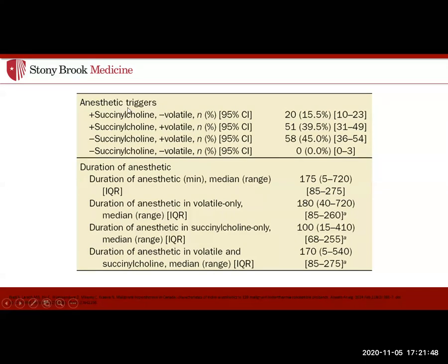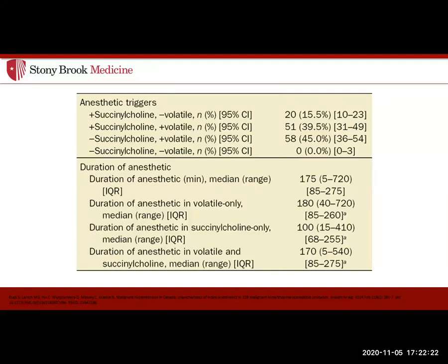And as you can see on the top here, succinylcholine alone had the least incidence at 15.5%. So if patients are exposed to succinylcholine and have MH predisposition, they have a lesser chance of actually going into an MH crisis, but that doesn't mean that this is a medication that should be used. There's a society called MHAUS, the Malignant Hyperthermia Association of the United States. They're the ones who make all the recommendations and guidelines for the treatment of malignant hyperthermia.